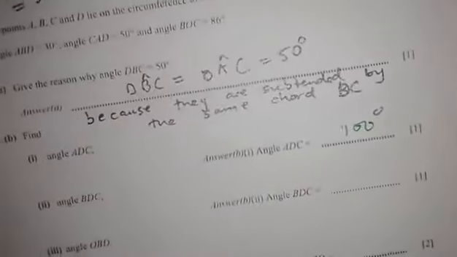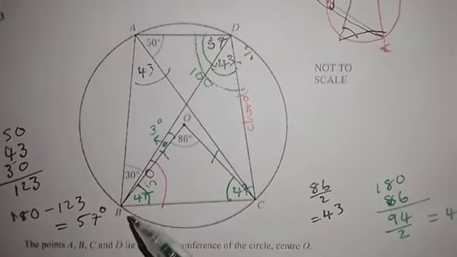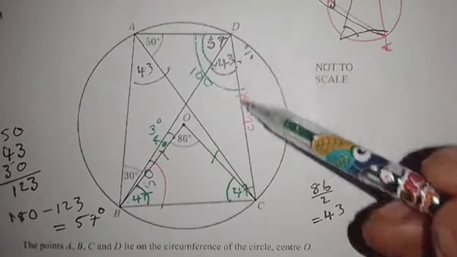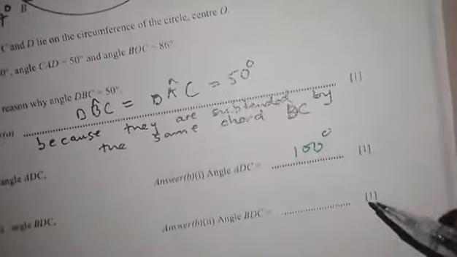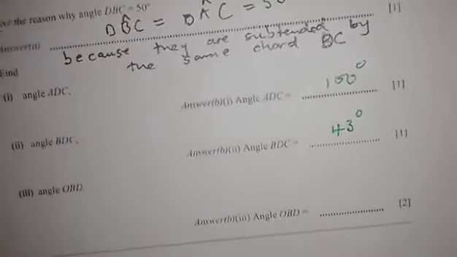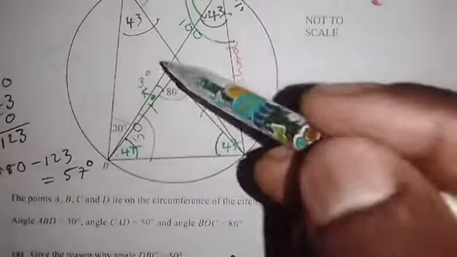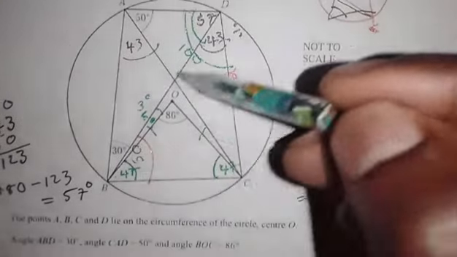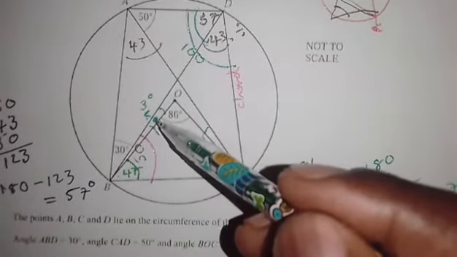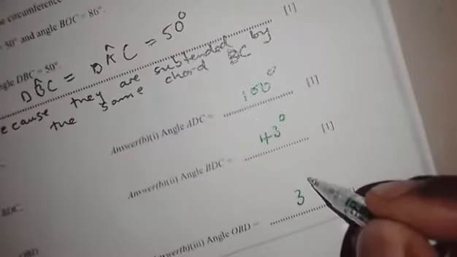Then we go to part B2: find angle BDC. Where is B? This is B. Going to D, then to C, we have 43. So angle BDC is 43 degrees. Then we go to the last part: calculate angle OBD. O is the center, going to B, then to D. It is the small angle we found earlier, 3 degrees, which we got from 50 minus 47. So here we have 3 degrees. Then you are home and dry.